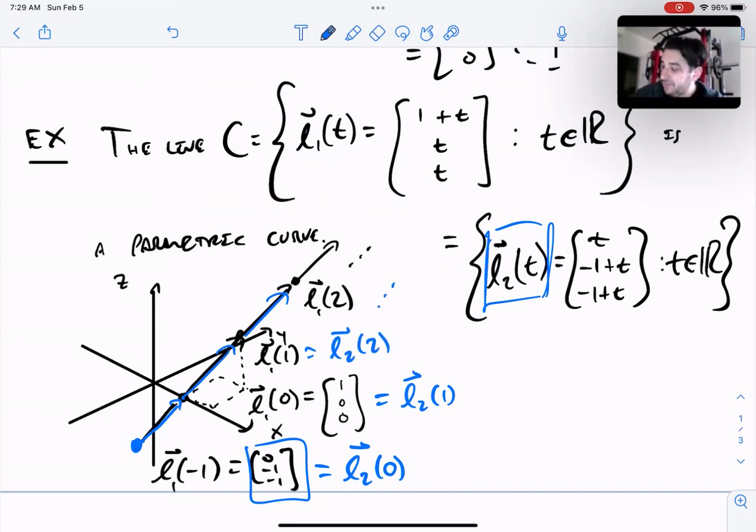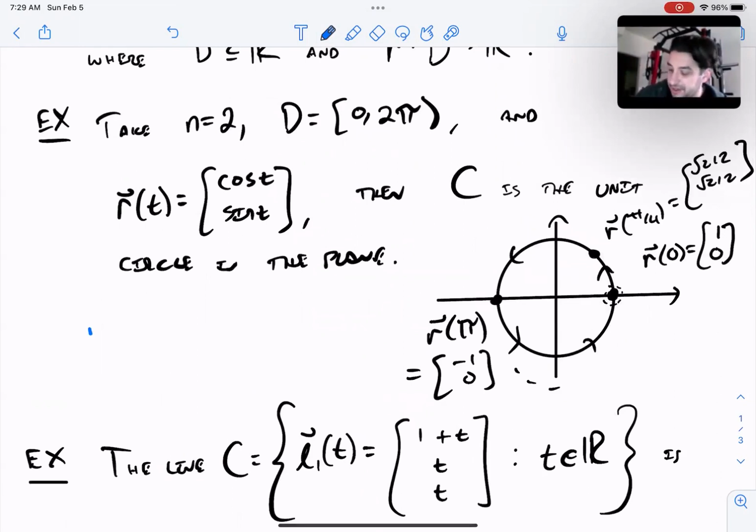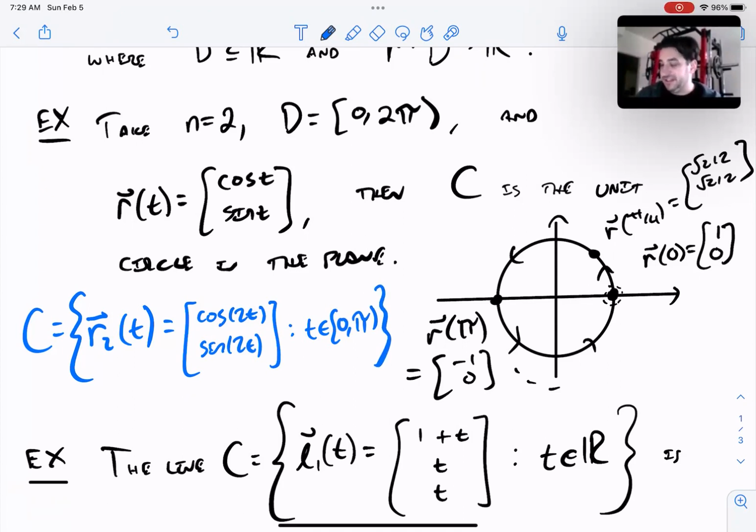So you can actually have infinitely many different parameterizations of the same curve, right? Just like on the unit circle, right? Here, we did this one particular way, but if you wanted a different parameterization of the unit circle, you're going to get the same points, but at different t values, right? I could do R2 of t, I could do cosine of 2t, sine of 2t, where then t only has to go from 0 to pi, because it goes twice as fast, basically.